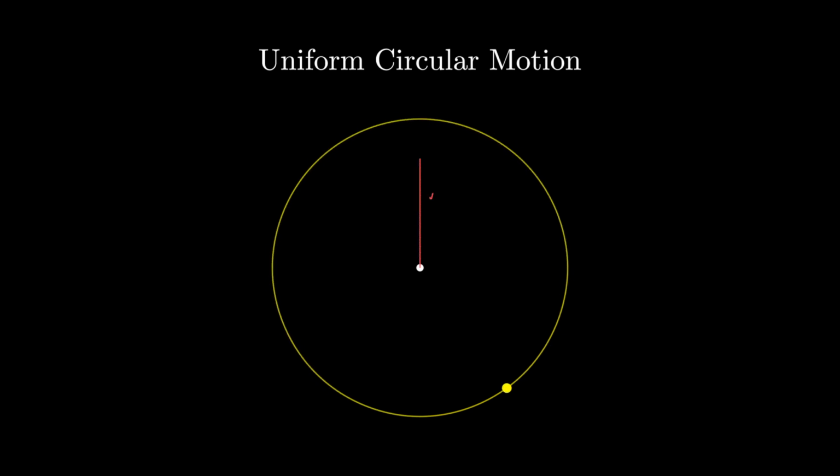Let's now turn our attention to an object that's moving in uniform circular motion, which means it moves in circular motion with a constant speed. For now, let's not worry about what's causing it to move this way. Let's just focus our attention on the actual motion.